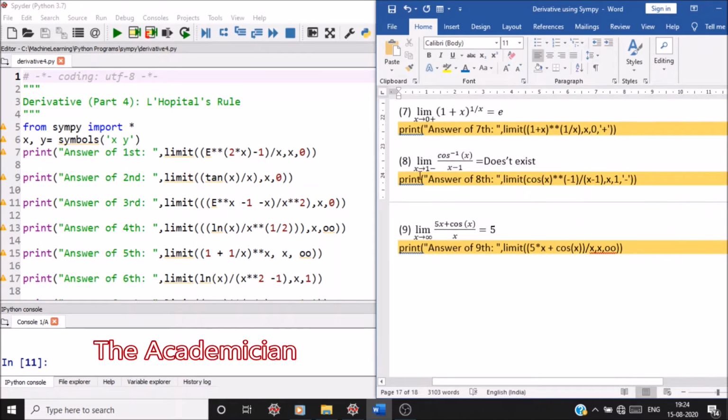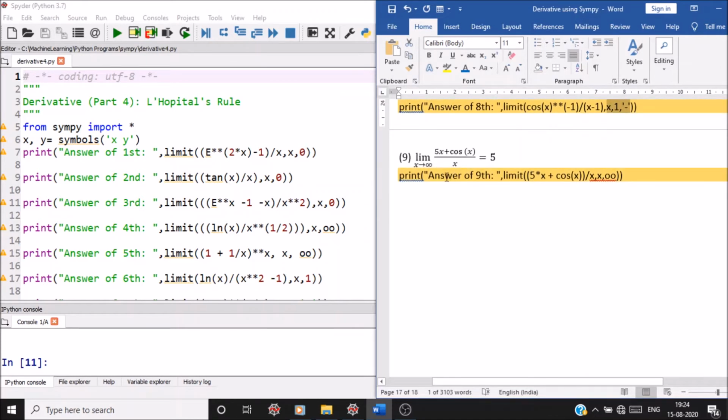And finally, limit as x tends to 1 minus of cos inverse x by x minus 1, so it doesn't exist. So limit of cos inverse x by x minus 1, and x tends to 1 minus. Finally, another example: limit as x tends to infinity of (5x + cos x)/x, the answer is 5.